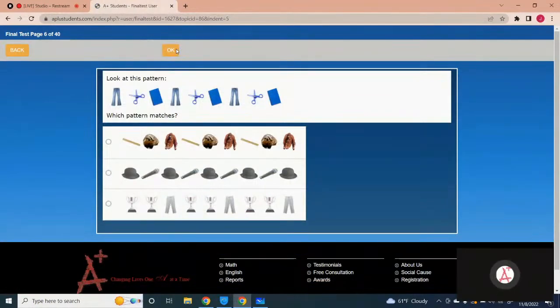Look at this pattern. Which pattern matches: first, second, or third? The correct option is option number... Yes, very good. It is 1. Select the correct option and click on the OK button.